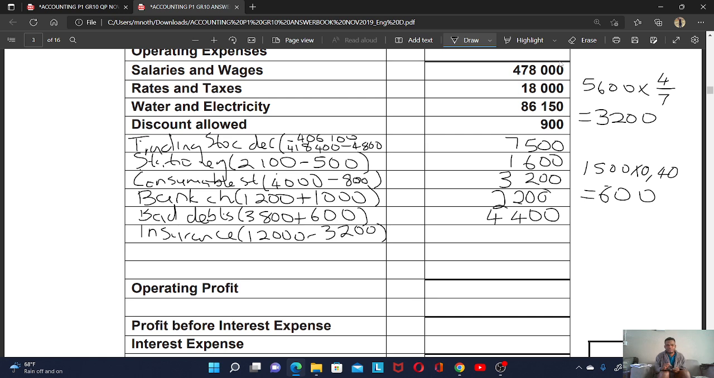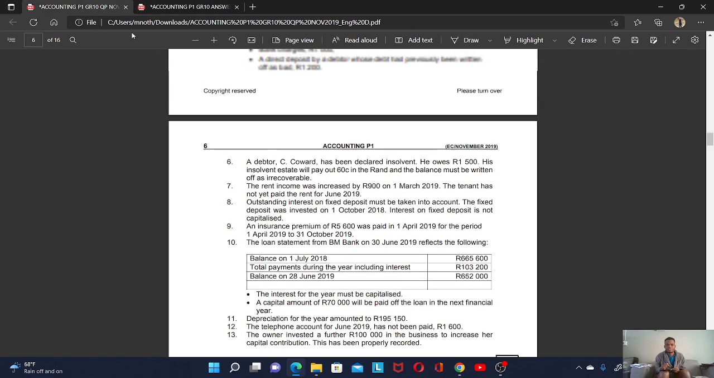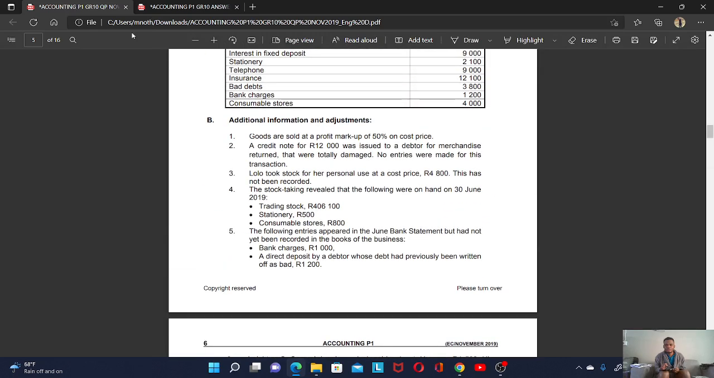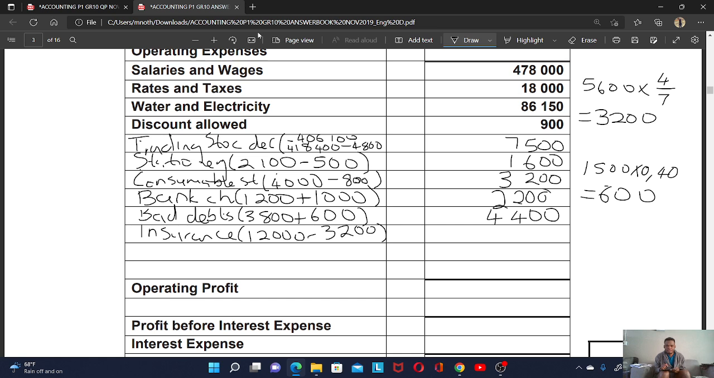Let's go and check the insurance from the trial balance. It's 12,100, not 12,000. The insurance is 12,100. So 12,100 minus 3,200. The answer is 8,900.